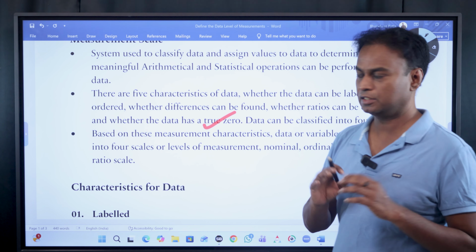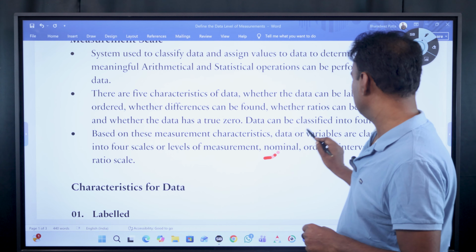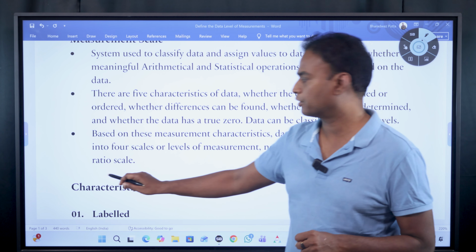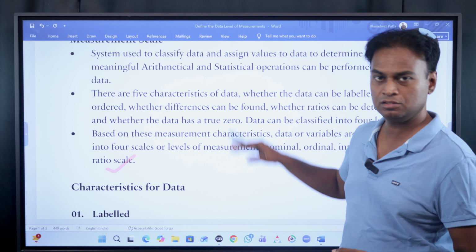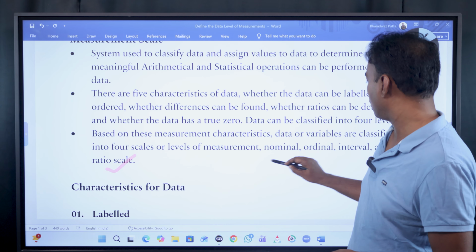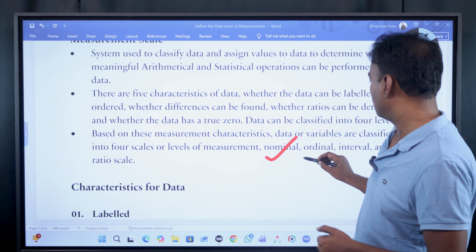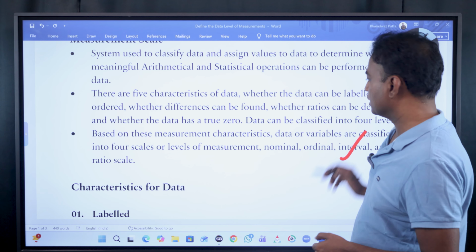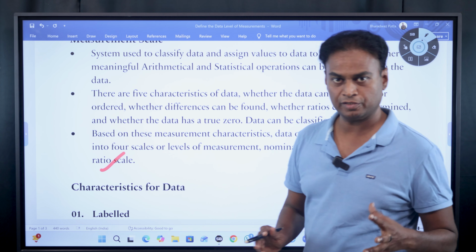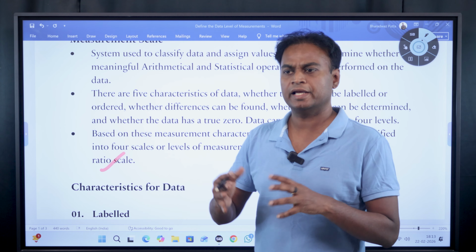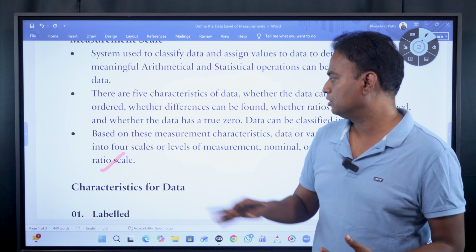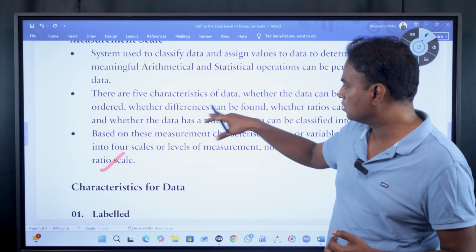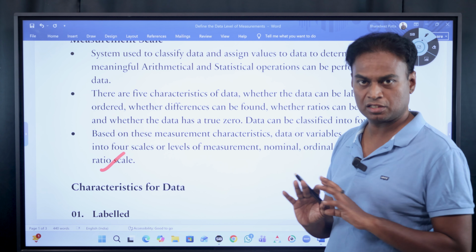All these 5 characters will determine to which level of measurement the data belongs. Based on these 5 characters, the data can be classified into nominal scale, ordinal scale, interval scale, and ratio scale. There are 4 levels of measurement, or 4 scales of measurement, based on these characters. What are those? Nominal scale or nominal level, ordinal scale or ordinal level, interval scale or interval level, ratio scale or ratio level. These are the 4 scales to which any data can belong. If I give a data, you can put the data into one of these 4 scales based on these characters and perform these mathematical operations. It is as simple as that. We will look deeply into it.